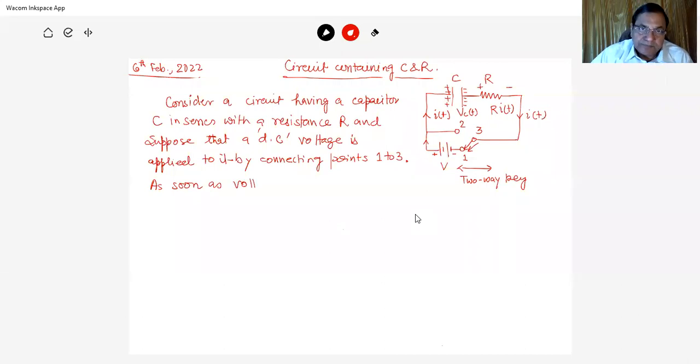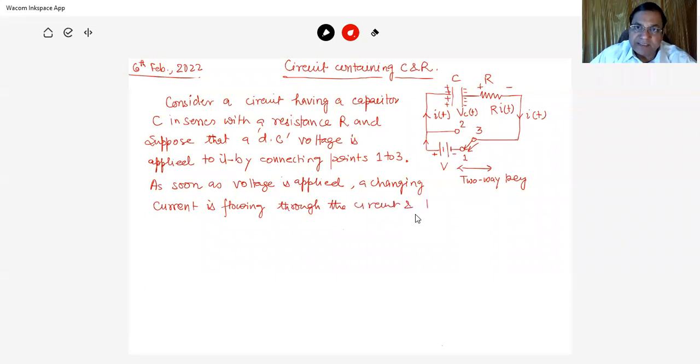Voltage is applied, a charging current is flowing through the circuit and the capacitor starts getting charged, है ना, इसमें that is storing of electrical energy.